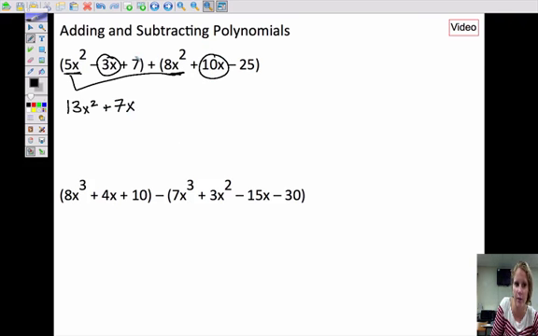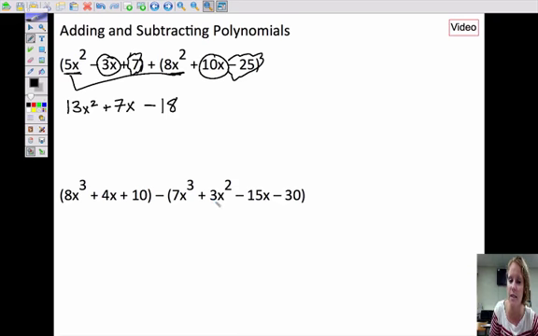All right, and then finally, we have positive 7 and negative 25. All right, so that gives us same sign add and keep, different sign subtract. 25 minus 7 is going to give us a negative 18. All right, so that's how you add polynomials.